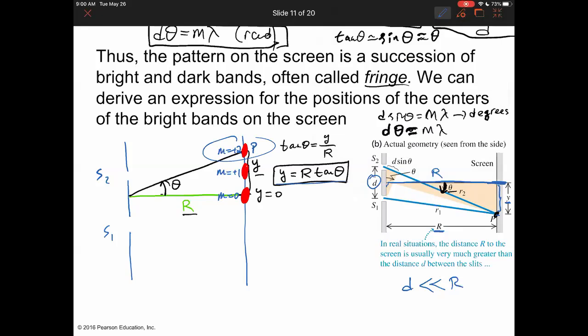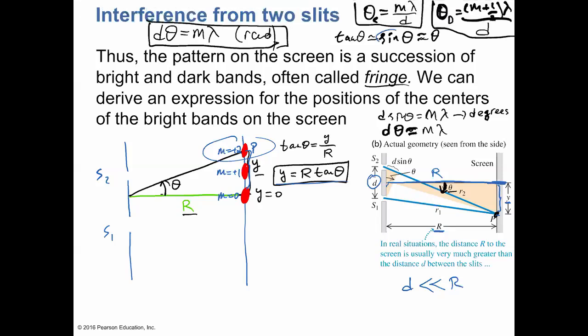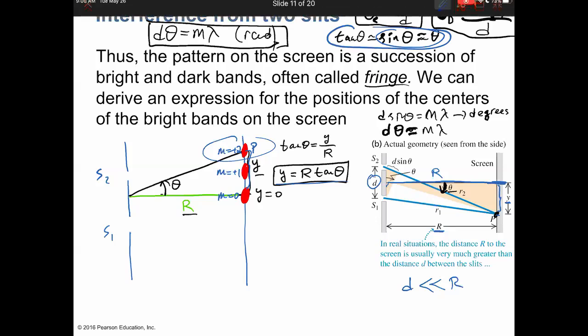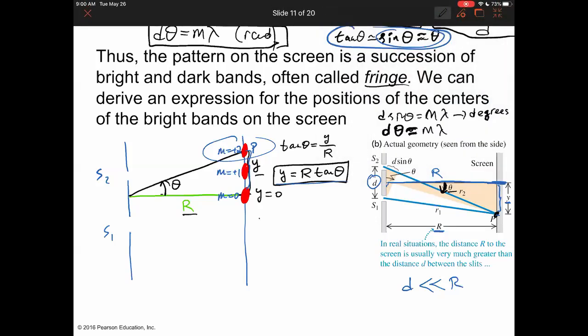In this case, I'm getting this vertical position with respect to the bright fringe. Now, one of the things I can do here is, remember I said that sine of theta is approximately theta, well, so is tangent of theta approximately theta. That means I can come back to this equation and say y equals r times theta, because tangent of theta is also approximately theta.